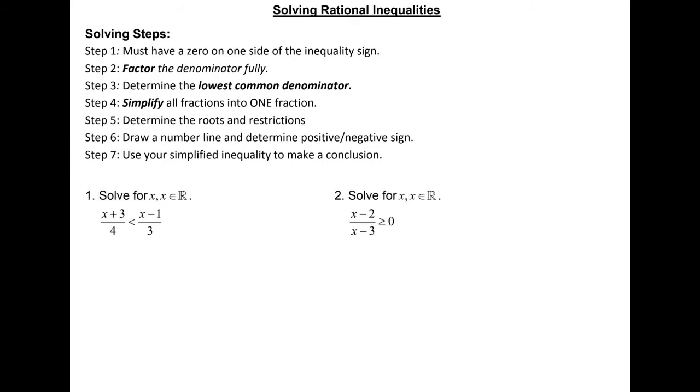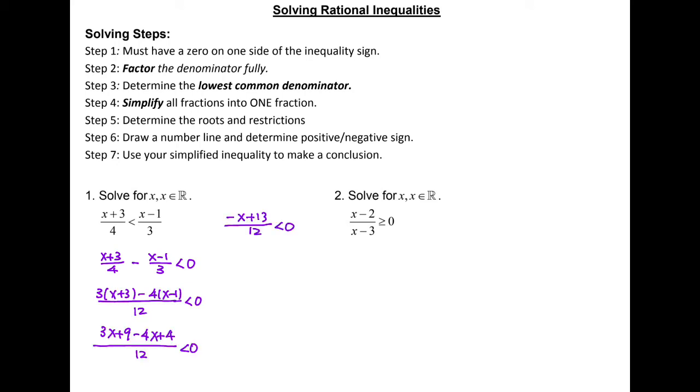Example 1. We have a rational inequality. Step 1, let's move all the fractions to the left-hand side to obtain a zero on the other side. Next, let's make a common denominator to combine those two fractions into one fraction. Then, we let the numerator equal 0 to find our zeros, which is at x equals 13. And we let the denominator equal 0 to find the restrictions. As you can see, there's no variable in the denominator, so we don't have any restrictions.